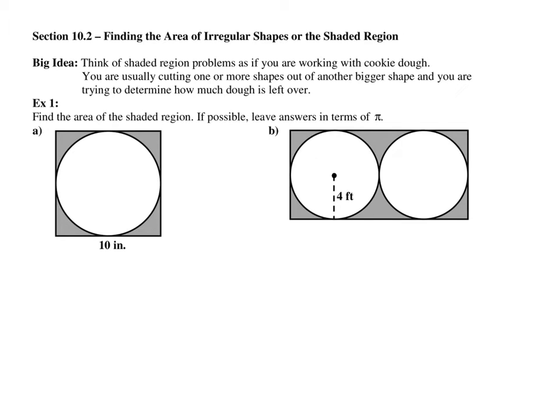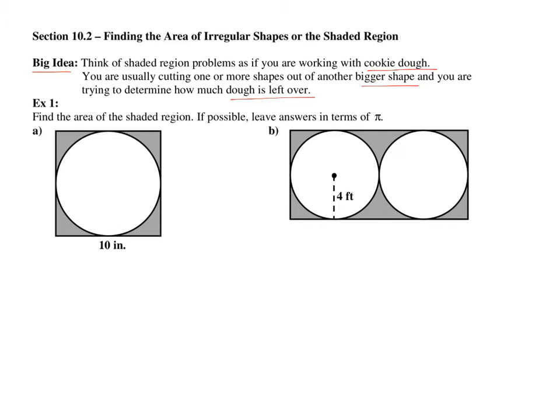All right, starting lesson 10.2, finding the area of irregular shapes or the shaded region. Here's the big idea. There's a particular analogy I like to use for all these problems. Think of the shaded region problems as if you were working with cookie dough. You are usually cutting one or more shapes out of another bigger shape, and you are trying to determine how much dough is left over. Or in this case, it's going to be the area that's left over.